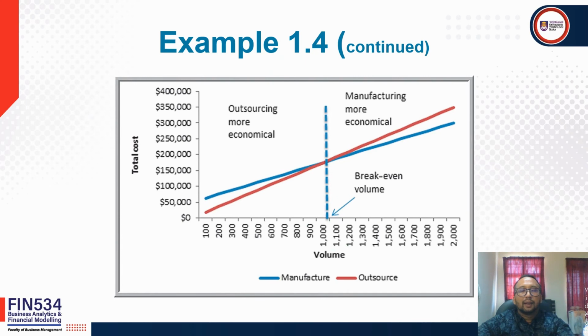And then graphically, this is what we have just now on the equation. This is the 1,000 units volume. So you see the two lines intersect at the 1,000 units break-even volume. Beyond 1,000 units, manufacturing is more economical, and below 1,000 units, outsourcing is more economical. You see the line, the border is 1,000 units.